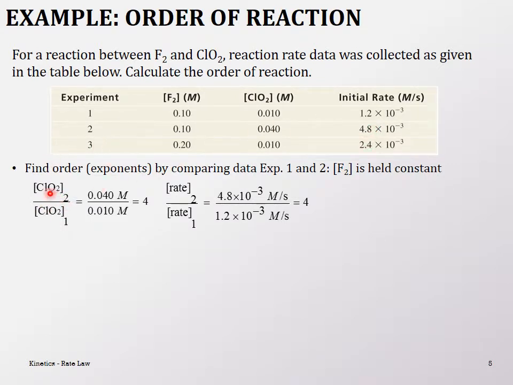So here is ClO2, and these 2 numbers over here indicate that we're looking at experiment 2 over experiment 1 data. It has nothing to do with anything else. And so here are the molarities, which is the concentration. So 0.04 over 0.01 comes out to be 4. And then you do the same thing with the rate. Again, experiment 2 over experiment 1 rate, and you come out with 4 as well, which means that if you change the concentration 4 times, you change the rate also 4 times, which means it's a direct relationship.